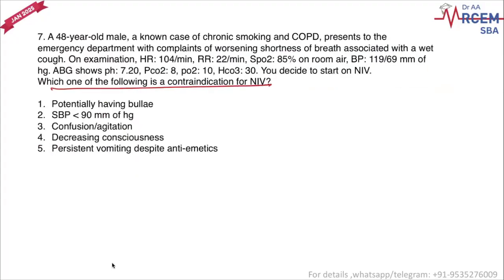Again, similar questions, but the options have changed. Potentially having bullae, is that an absolute contraindication? No. Blood pressure less than 90? No. Confusion and agitation? No, that is not. Decreasing consciousness level? No. Persistent vomiting despite giving antiemetic is an absolute contraindication because he will eventually aspirate.